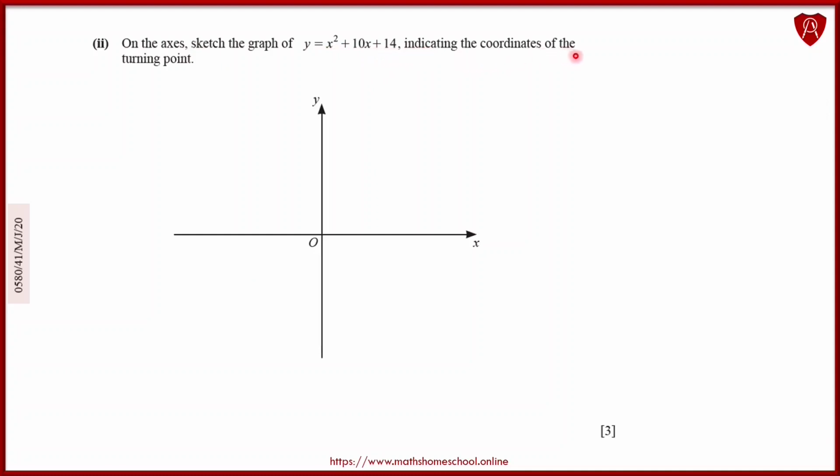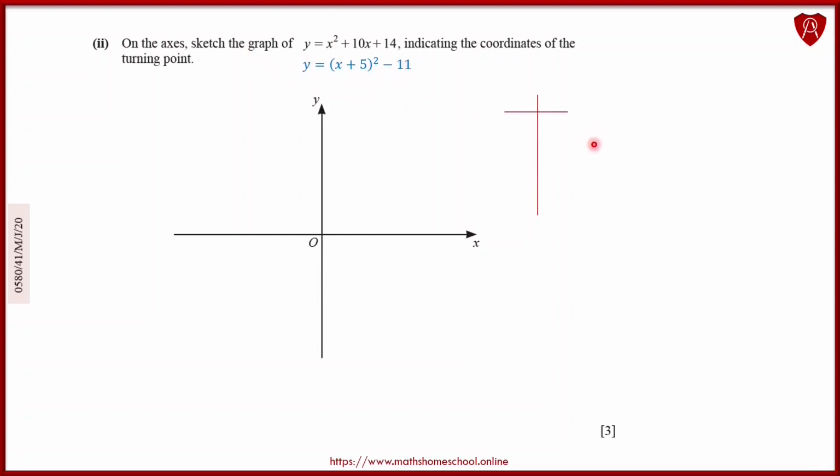On the axis, sketch the graph of y equals x squared plus 10x plus 14, indicating the coordinates of the turning point. This is the same equation we just wrote in vertex form. This is a very useful form because from it we can get the turning point, that is the minimum or the maximum point. In this case, we have a minimum point because it's a positive quadratic. This squared quantity can never be less than 0, and it will be 0 when x is equal to negative 5. So everything there is 0, and the value of y is negative 11.